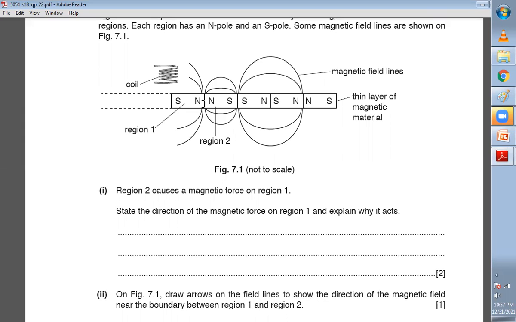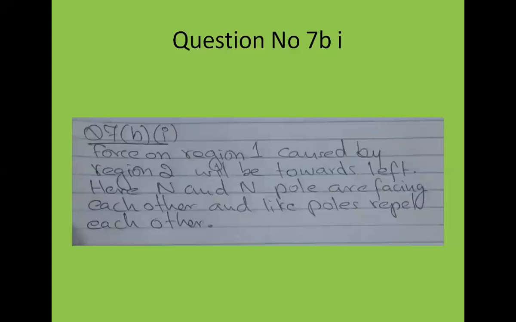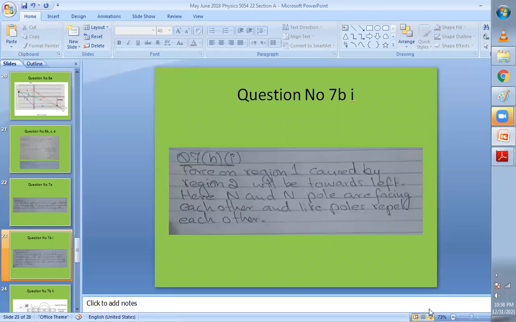So region 1, region 2, you can see north and north are facing each other. They will be repelling each other because like poles repel each other. So region 1 will be experiencing a force due to region 2 towards the left. Let me show you my answer. The force on region 1 caused by region 2 will be towards the left. Here, north and north poles are facing each other and like poles repel each other. Hopefully you understand.